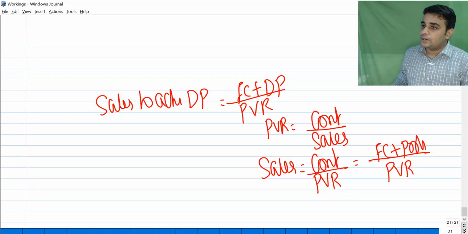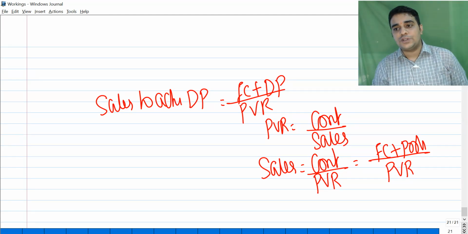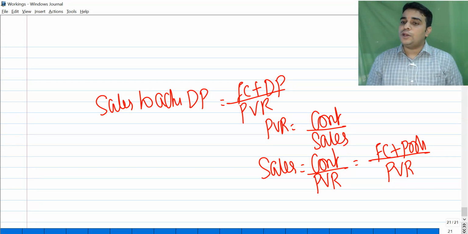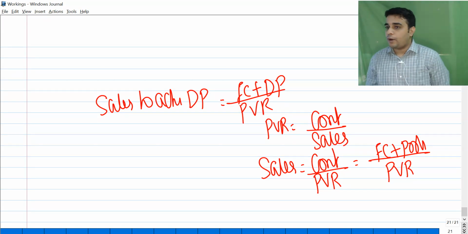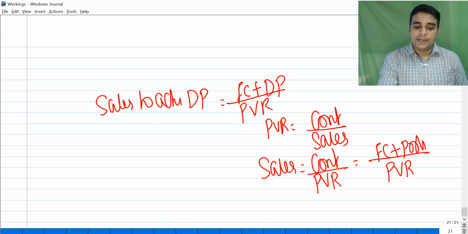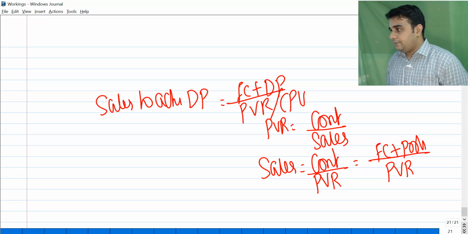Your PVR is equal to contribution by sales. So, sales is equal to contribution by PVR, and contribution is nothing but fixed cost plus profit. Profit is desired profit. You can divide by PVR, you can also divide by contribution per unit.